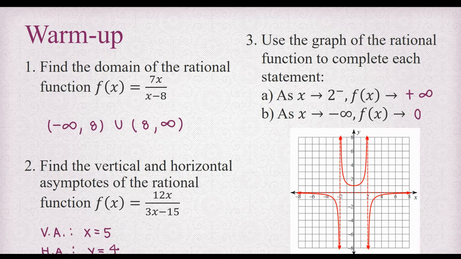Okay, we should have gotten that our domain, the only restriction was that we couldn't have positive 8. With number 2, our vertical asymptote was setting the denominator equal to 0. And notice that our horizontal asymptote, because we had the same degree, we had to divide the lead coefficients. Notice that in problem number 3, as x is approaching 2 from the left, we've got f of x approaching positive infinity. As x approaches negative infinity, f of x is approaching 0.